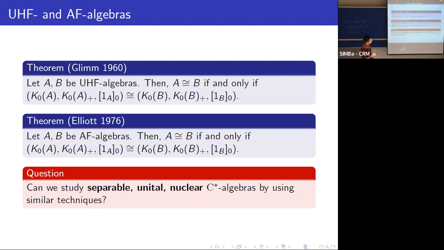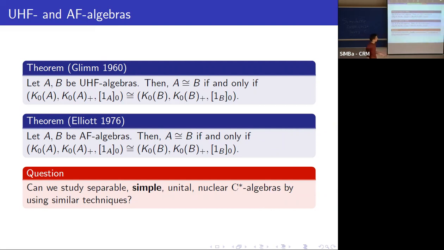Now, when you ask this, you quickly realize that this class is far too big. It contains many sister algebras. And so a first approach is to say, well, let's say something about those that are simple. So you look only at those simple sister algebras that are also unital separable. So the question now is, can we study simple unital nuclear sister algebras by using similar techniques?